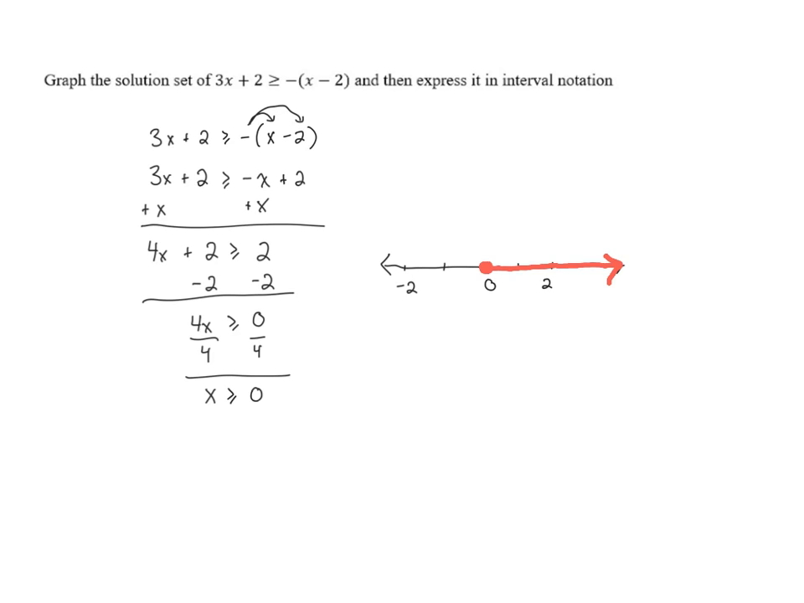And then in interval notation, this is going to be bracket 0, comma, infinity, parenthesis, because we're starting our shading at 0 and including 0, hence the bracket, and then going all the way off towards infinity. And that's our final answer.